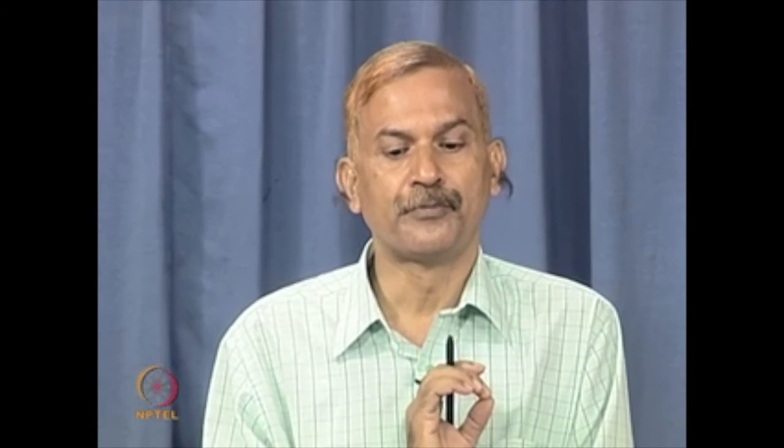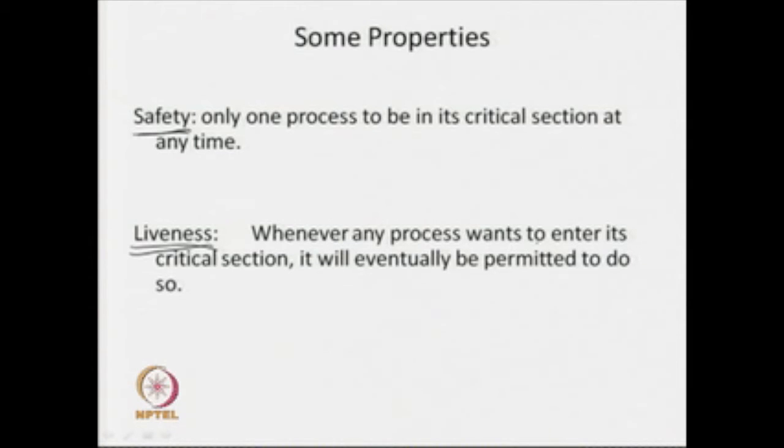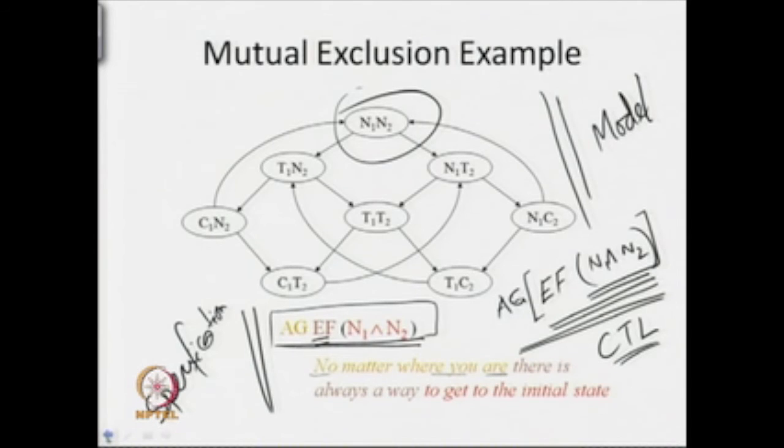Now, we know that these are the two requirements that we have. If I have a model and I ask whether these two properties are satisfied by this model or not, then we move into another domain, natural language processing, because we are representing our requirement in natural language. So, we have to use some formalism or formal methods to represent such properties. Like in my previous example, I am saying that no matter where you are, there is always a way to get to the initial state. This is a requirement, and I am representing it with the help of this particular CTL formula.